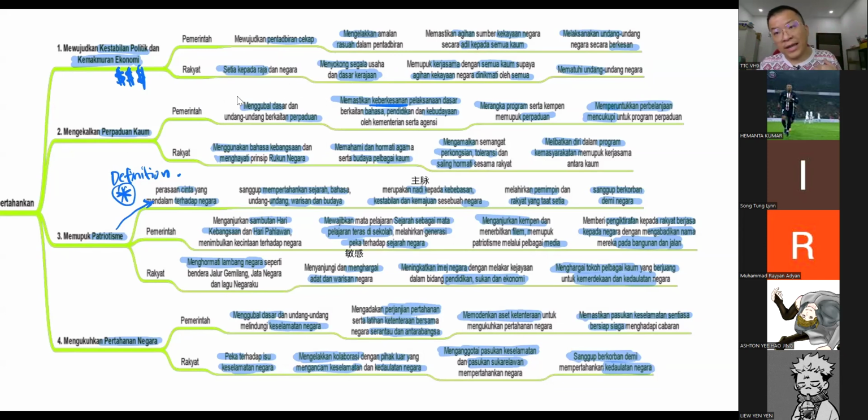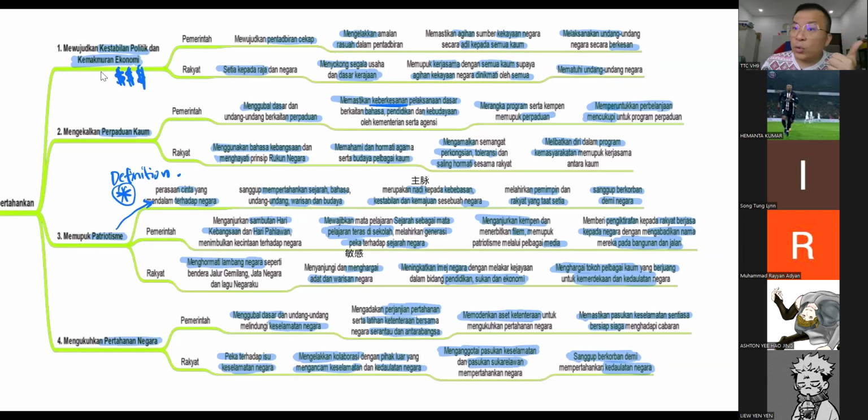And then as rakyat, we must be loyal to our country. We will support whatever the government policy is. And then kerja sama semua kaum so that we can distribute wealth fairly for all and follow the law. Okay, that is number 1. How you protect your national sovereignty.